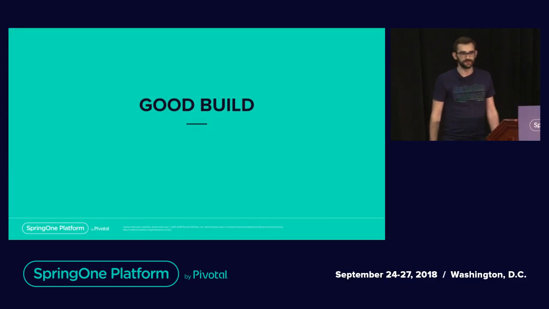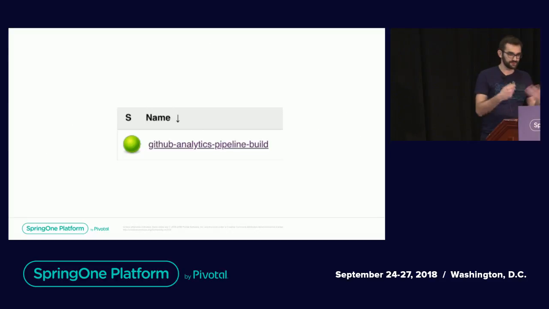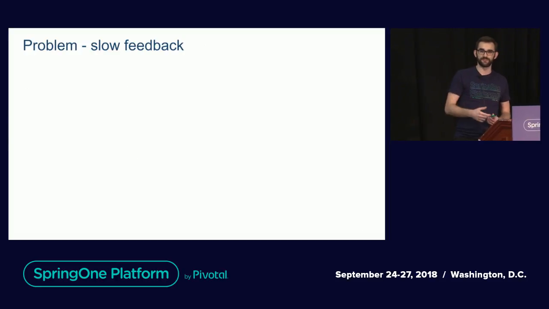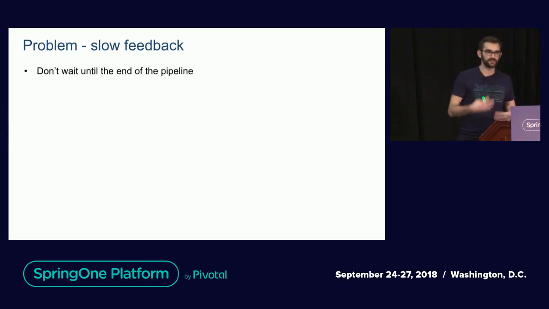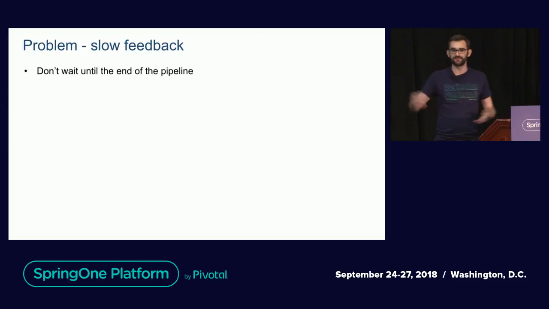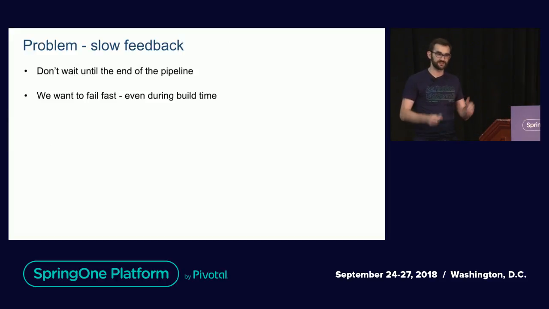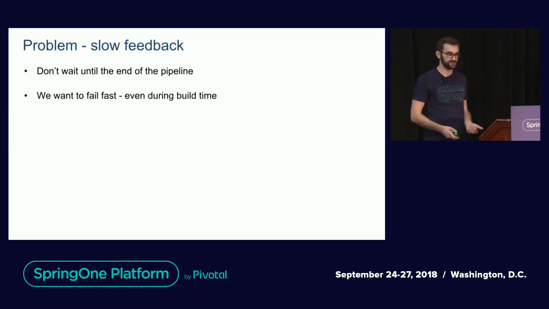So what is a good build, right? Let's try to fix the situation. Let's try to first fix Joe's build. So let's say that we have some sort of a build in our CI system. The problem we're trying to solve is slow feedback, right? Joe doesn't want to wait until the end of the whole deployment pipeline to see that there was a typo in the API, for example. We want to fail fast, even during the build time. Actually, we're trying to push down to the build time as much as possible.